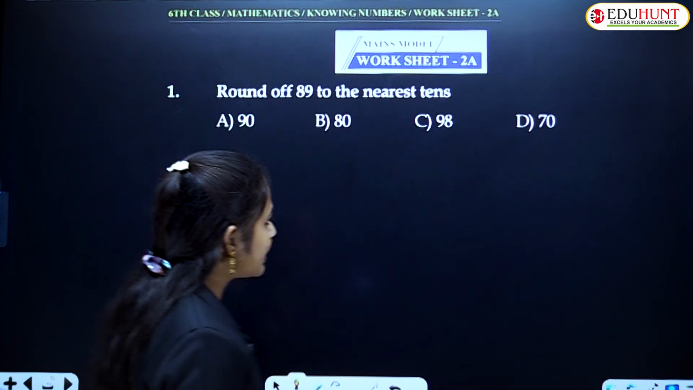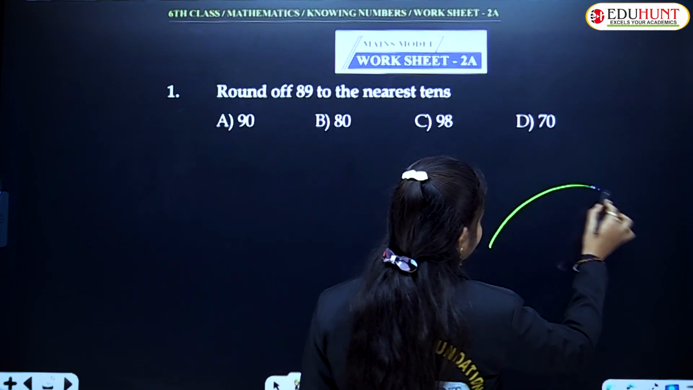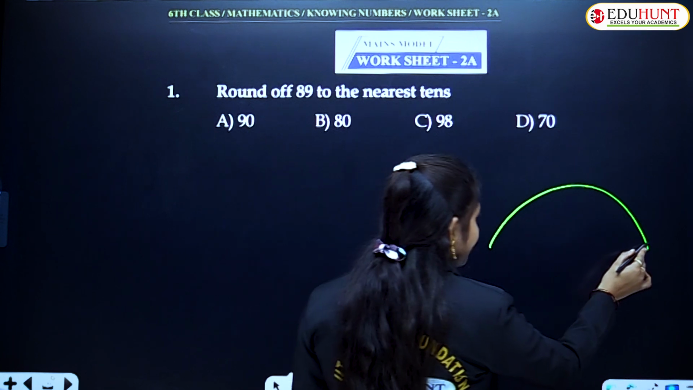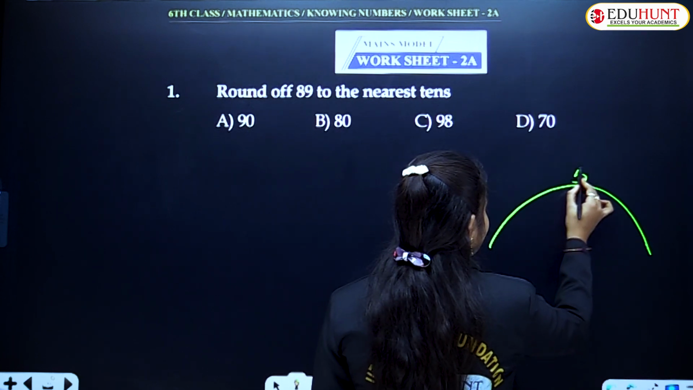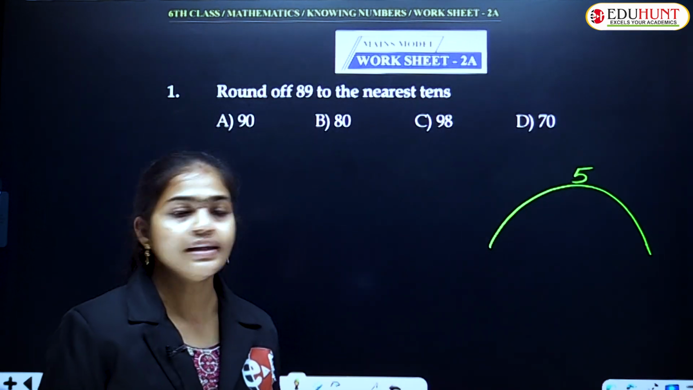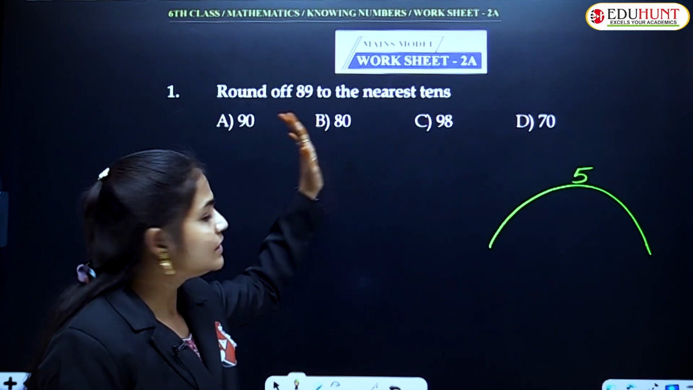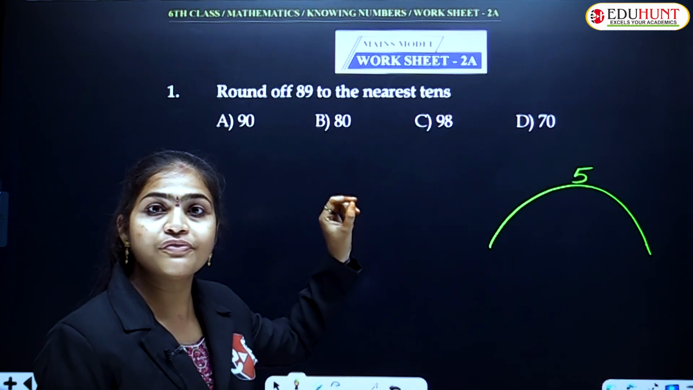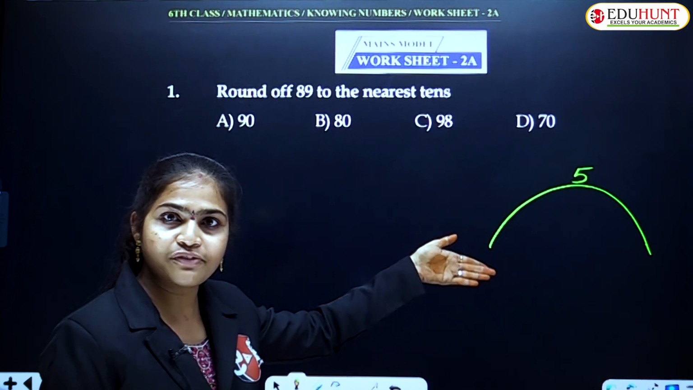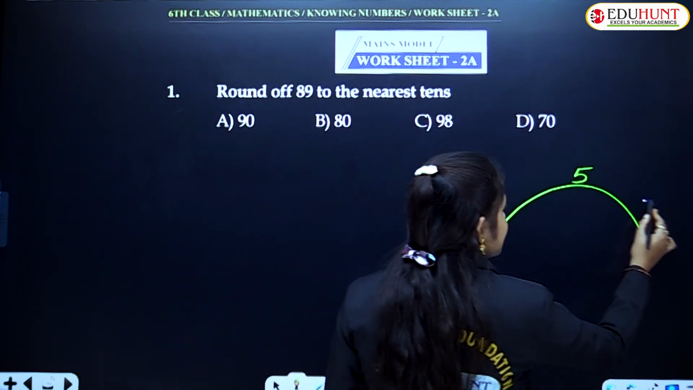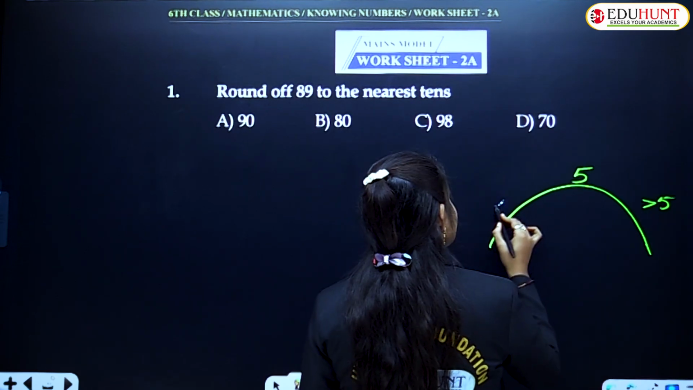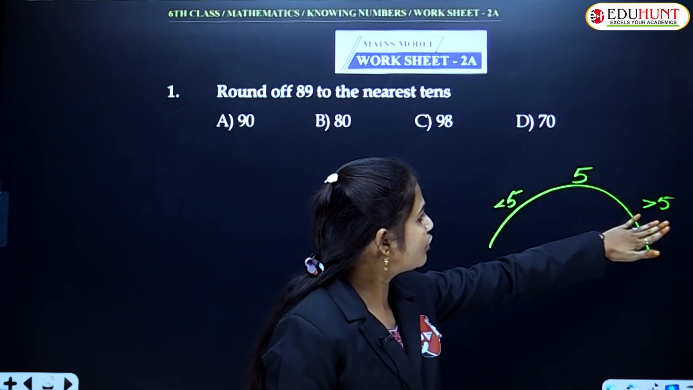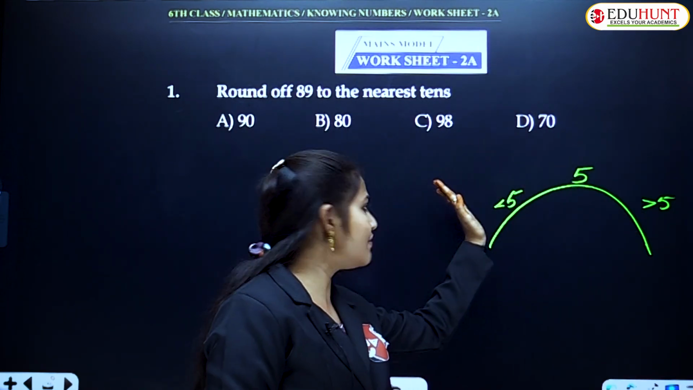Here I'll tell you one thing. See, this is the peak place. Just take that 5. In this concept we have to compare the numbers with 5, either greater than 5 or less than 5. Understood? The right side of 5 is greater than 5, and the left side of 5 is less than 5.